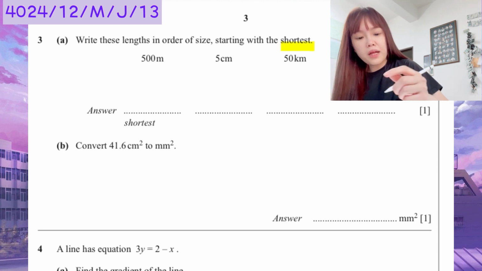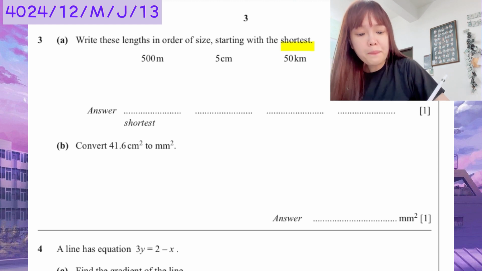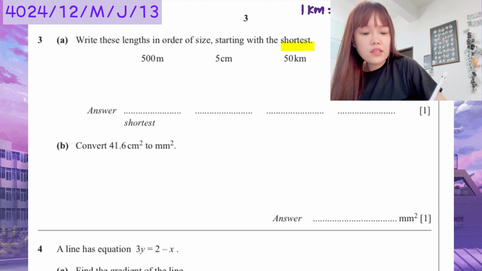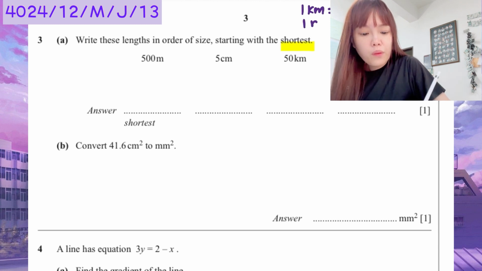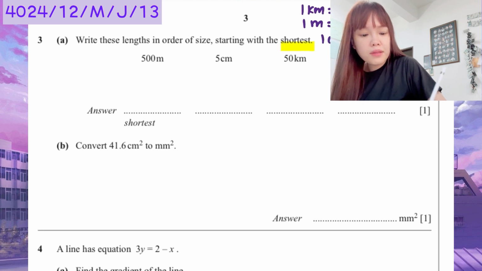But you need to know the conversion units first. So 1 kilometer is 1000 meter. This is the thing that you need to know. 1 meter is 100 centimeter, and 1 centimeter is equal to 10 millimeter.